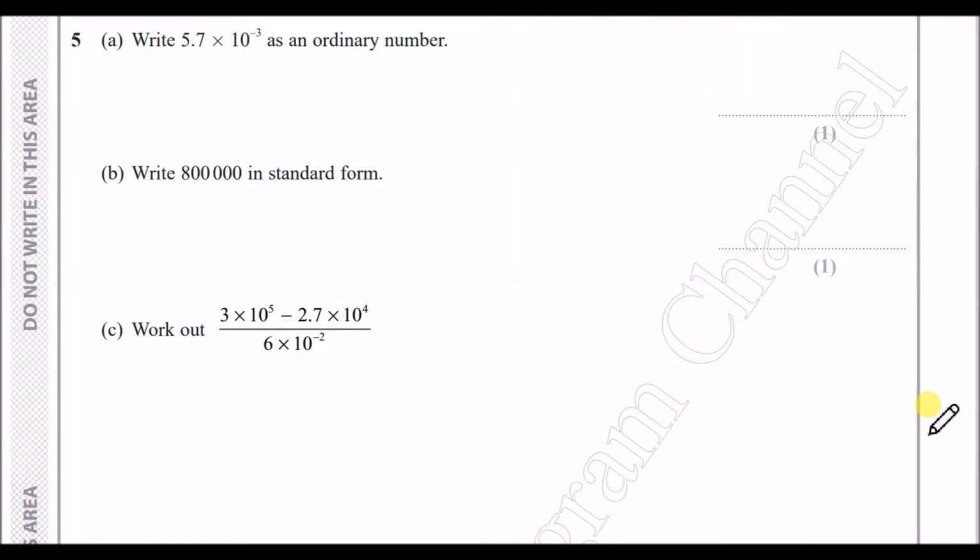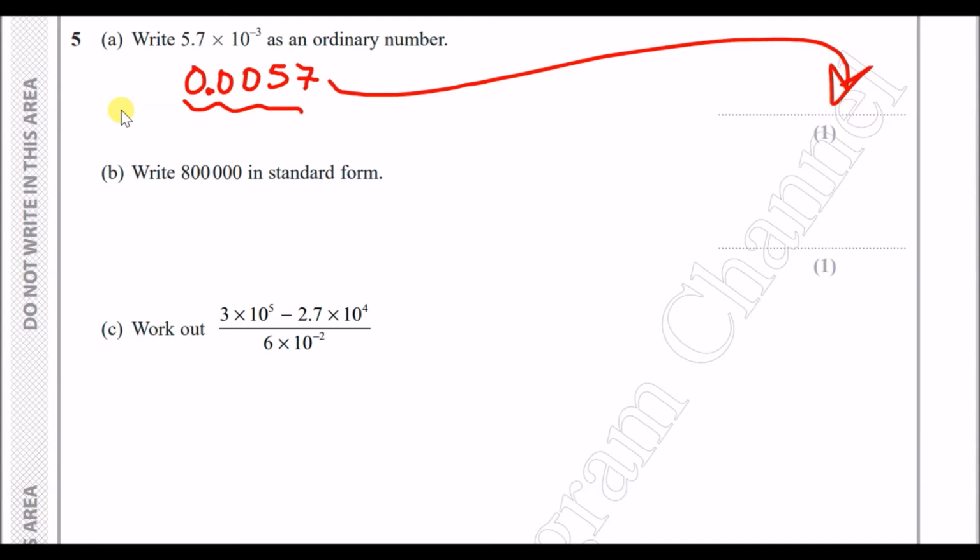Now, number 5. Write 5.7 times 10 to the negative 3 as an ordinary number. All this is telling you is you've got power minus 3. This means you need to have 3 zeros behind the 5. So it looks like this: 0, 0, 0, and then 5, 7. Because you want an ordinary number, you always put the decimal place here. So that's the form they want, and that goes right there.